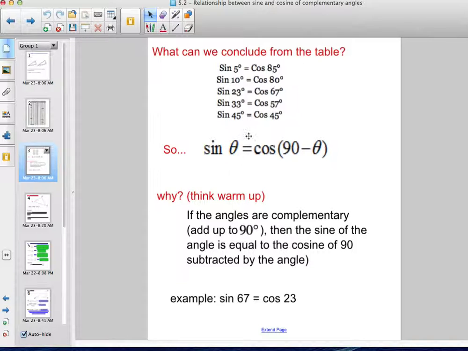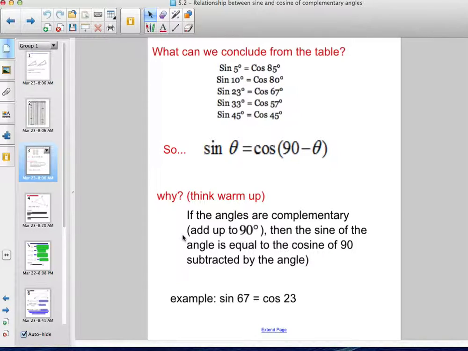The sine, this is our theta symbol, which I said we would talk about. We didn't get to it in the last one, but sine theta, right? The sine of the angle is equal to the cosine of 90 minus the angle. So here, for example, sine of 33 is equal to cosine of 90 minus 33, which is 57, right? Sine of 5 is equal to cosine of 90 minus 5, which is 85.